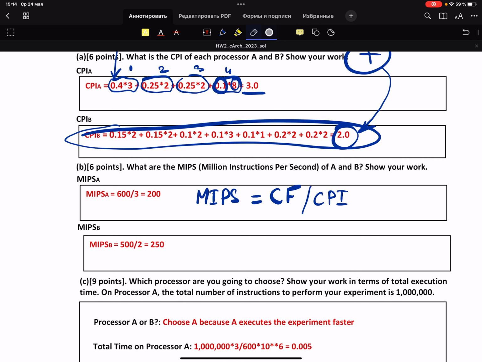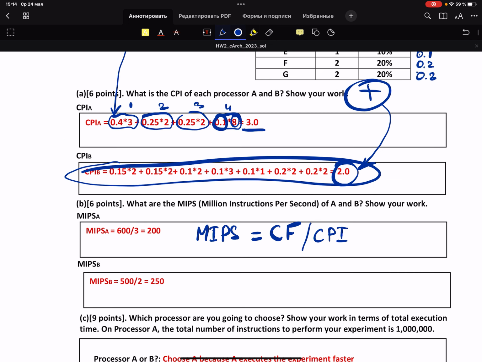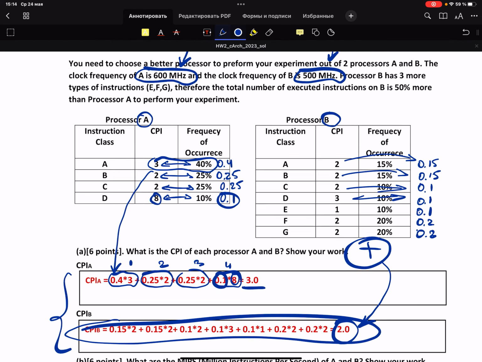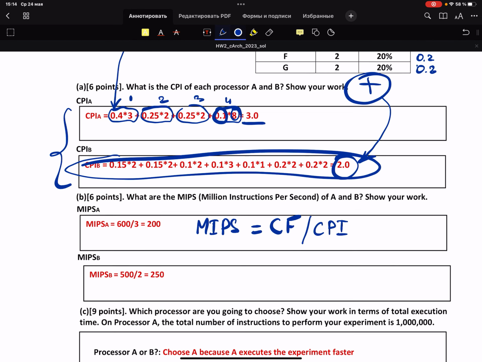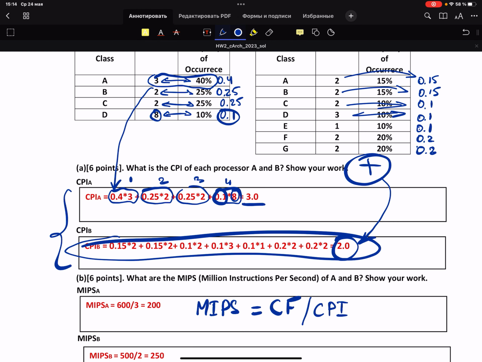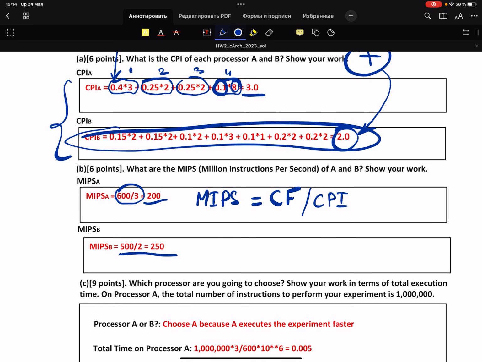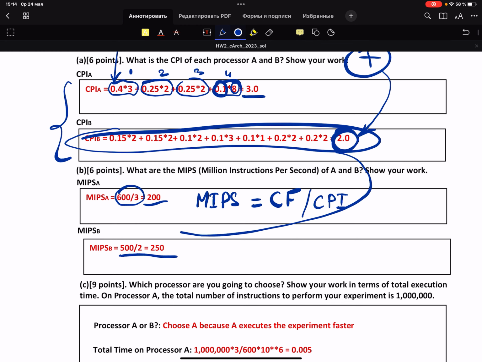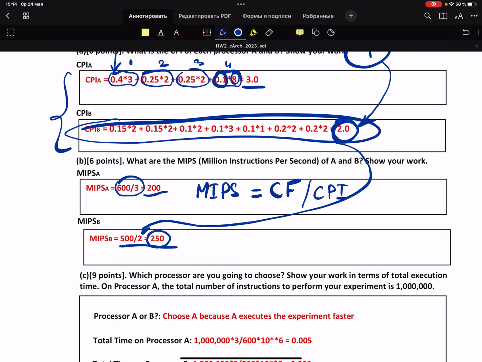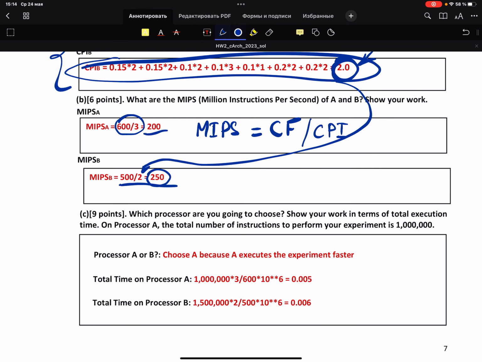As CPI you take the value from the previous step, part A, right? For example, you're given that the clock frequency of A is 600 megahertz, mega, not milli. So you take the 600 and divide it by CPI of A, which is 3, so 600 divided by 3 is 200. And you do the same for processor B. You're given that its clock frequency is 500 and SPI of B is 2, so you put it here, and your result is 250.